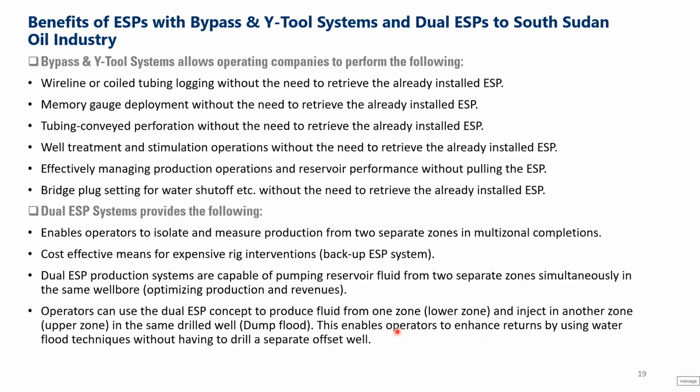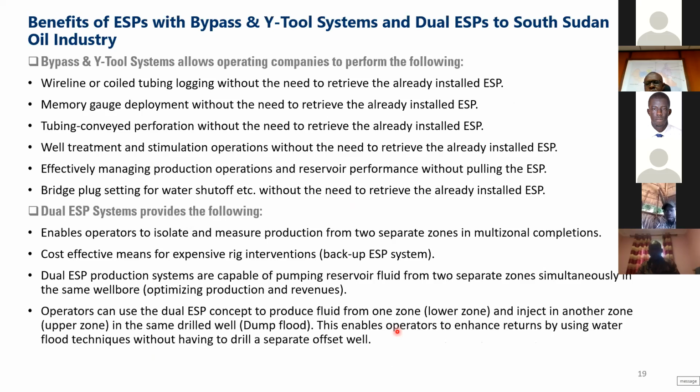My last slide goes by, as I explained earlier, all that we have been talking about from the beginning. We have to relate it to our South Sudan industry and see what the takeaways are that the South Sudan industry can benefit from this simple technology that I have explained today. So this covers the benefits of ESP with Y tool and bypass system, and the dual ESPs, to the South Sudan market.